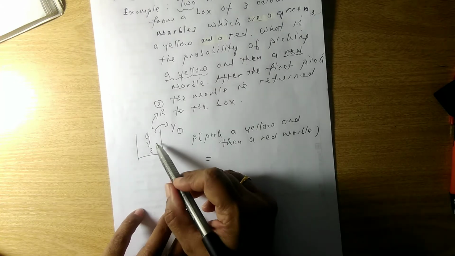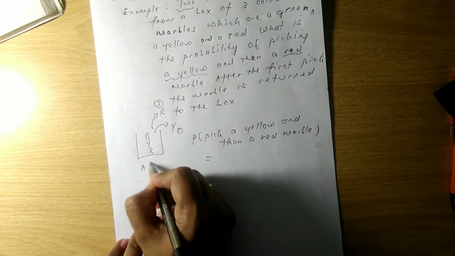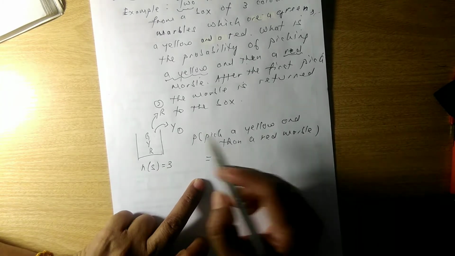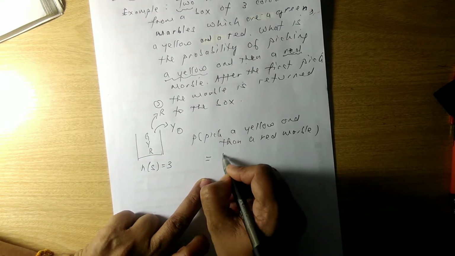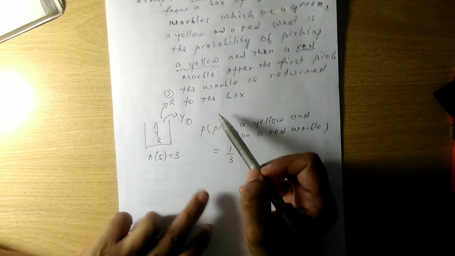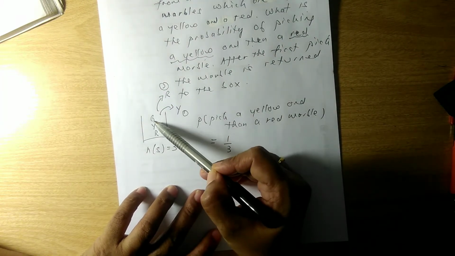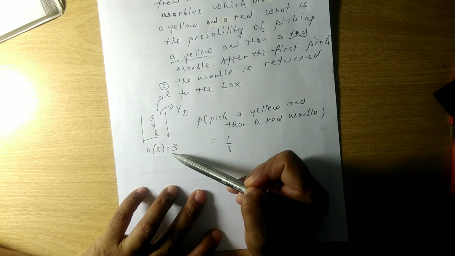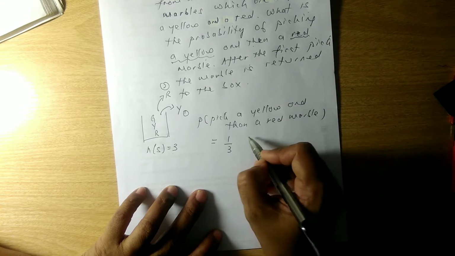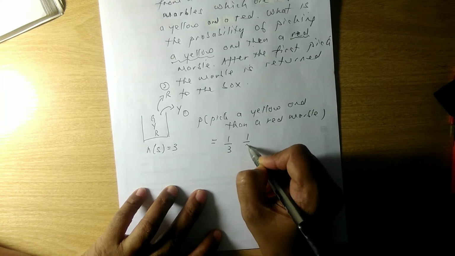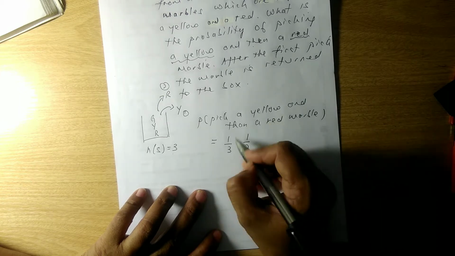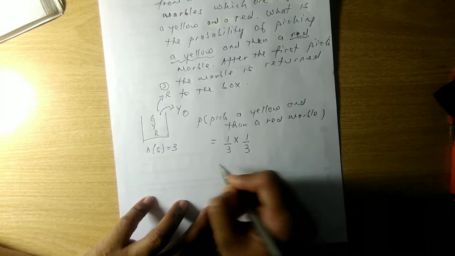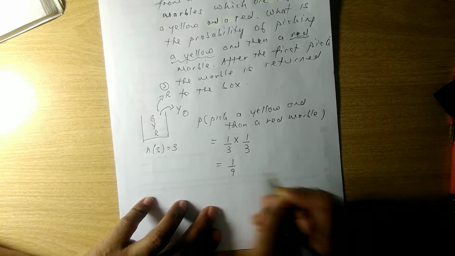We've got one of each, so my total here is 3. The number of marbles in my sample space, which is the box, is 3. So we pick a yellow. A yellow will be 1 out of 3. After we have picked one yellow marble, we return the marble back to the box. So the number remains unchanged, it becomes 3 again. Now to pick a red marble, it's again 1 out of 3 marbles. Independent events, one does not influence the other, so we multiply. So what we get is 1 over 9.